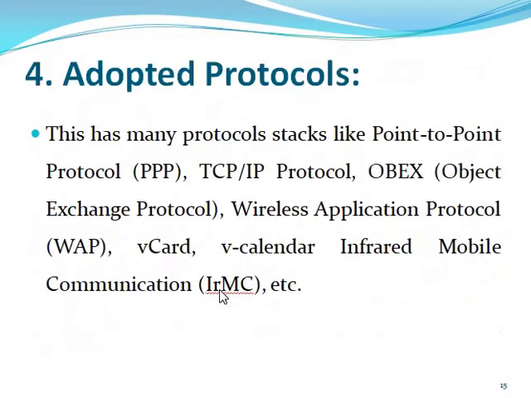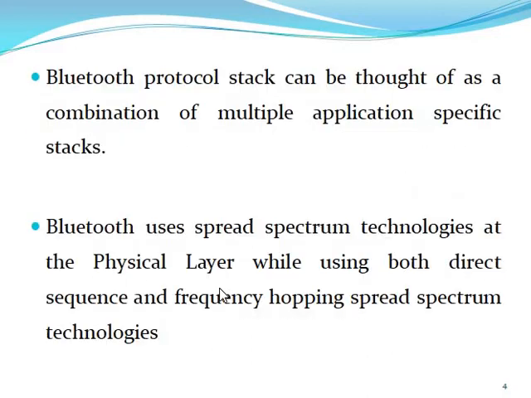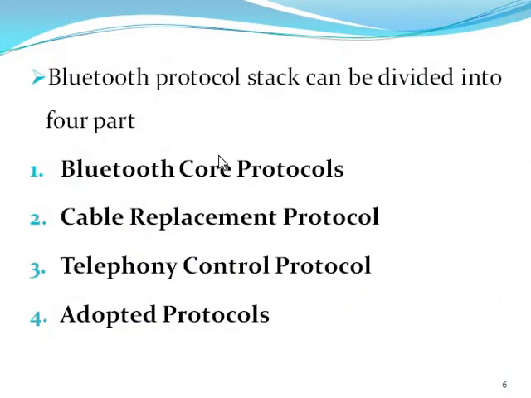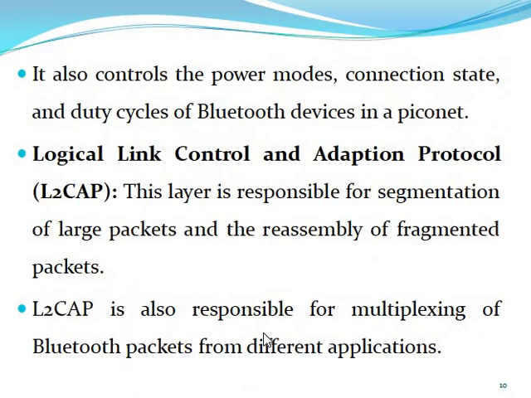Now we can show what Bluetooth is, and this is the structure. So what is the importance of this structure? You can start here with the four Bluetooth core protocols, cable replacement protocol, then telephony and adopted protocols. This is the baseband for Bluetooth, then LMP, which you can explain. Then the radio frequency is directly connected using the baseband, then L2CAP is connected for the link, the logical link control and adaptation protocol.